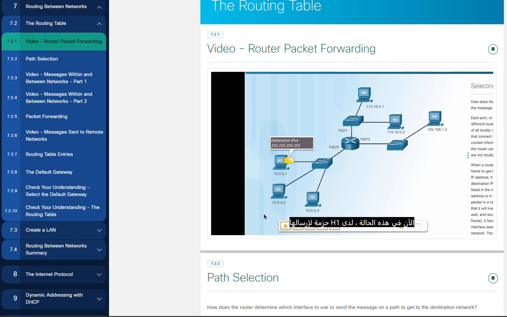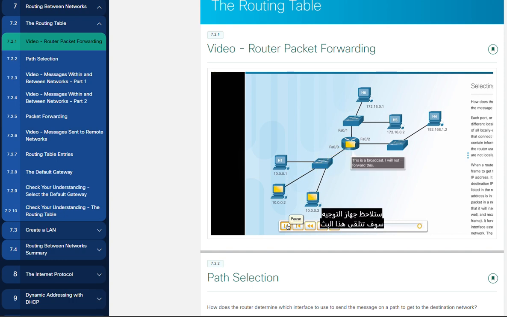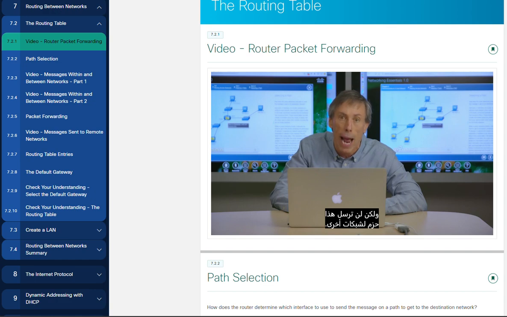Now in this case, H1 has a packet to send to the destination IPv4 address 255.255.255.255. If you remember, that's a broadcast address. So a broadcast will be sent to all devices on its network. You'll notice the router will receive this broadcast, but will not forward this packet out to other networks.